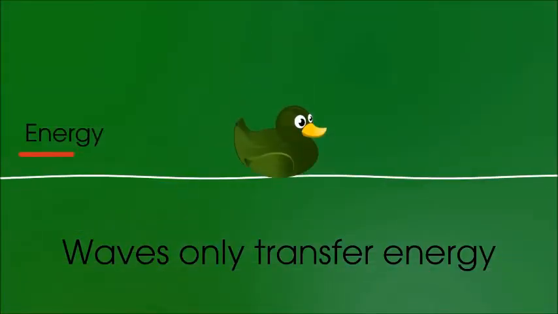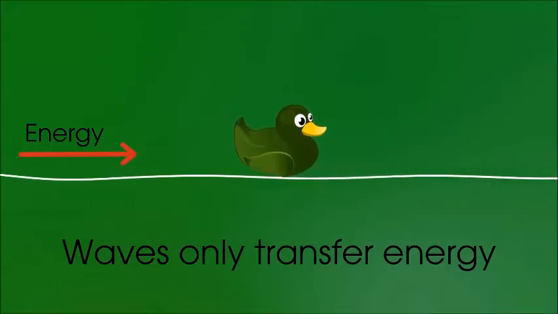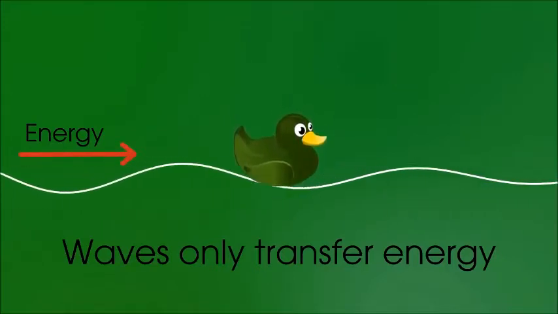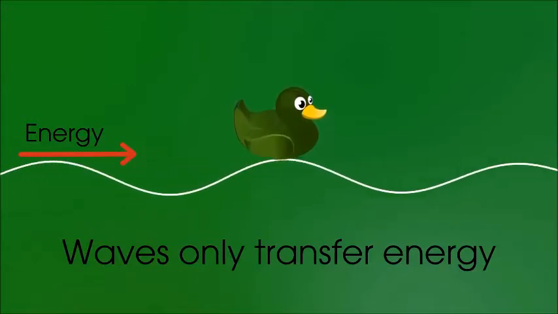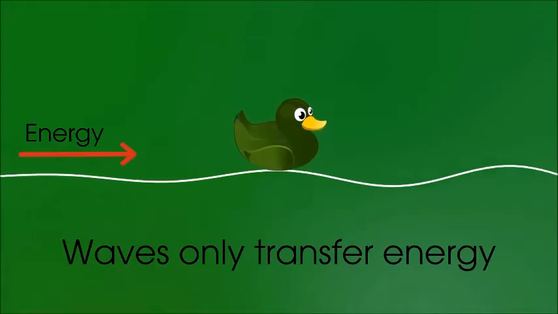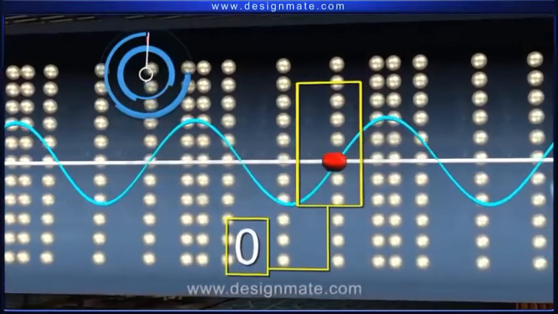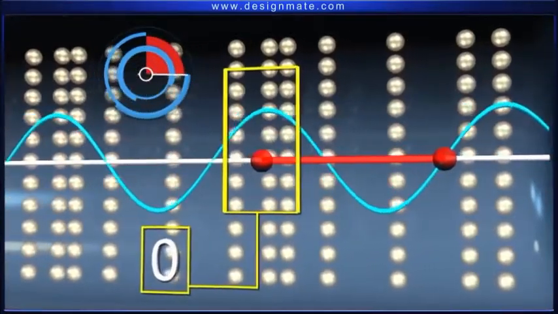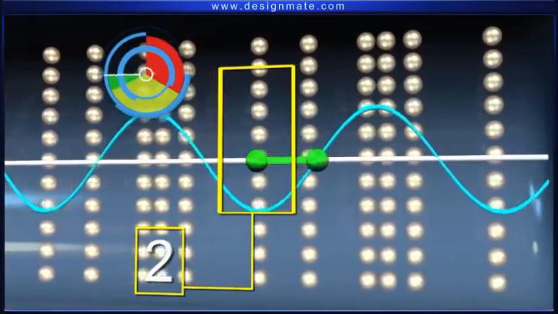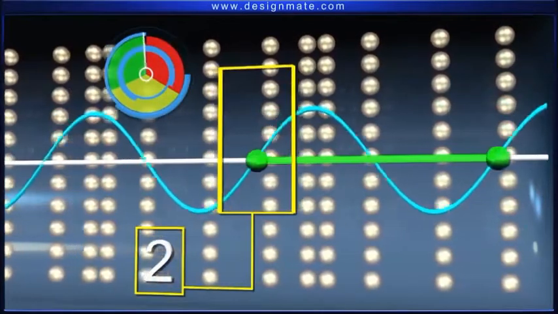And we can see that here by looking at a lovely rubber duck sat in a bath. As a wave goes through, the duck bobs up and down, but once the wave's gone, he's back to his original position. The wave has carried energy through. The number of waves passing through a point in a second is called frequency, and it is measured in hertz.